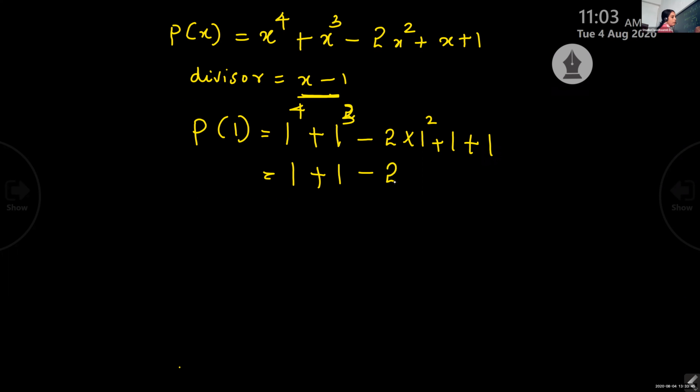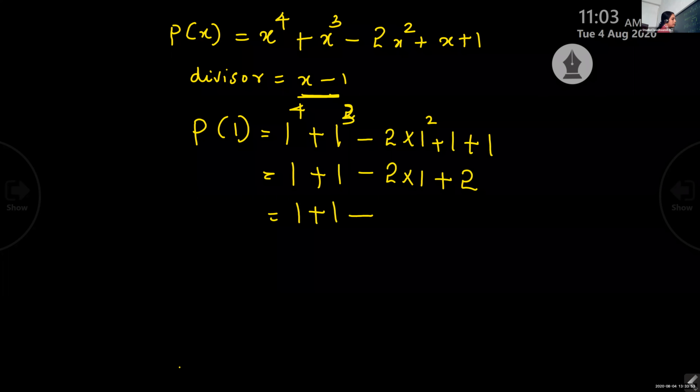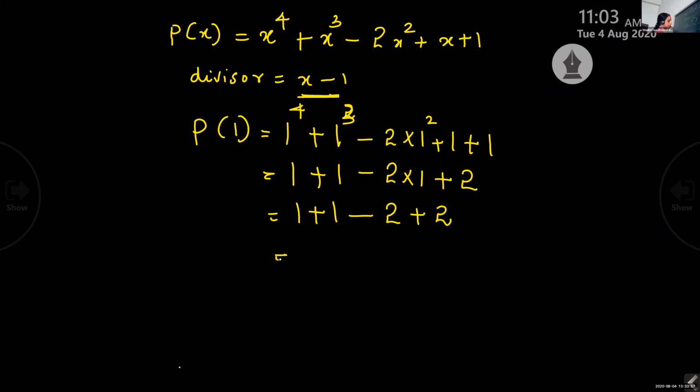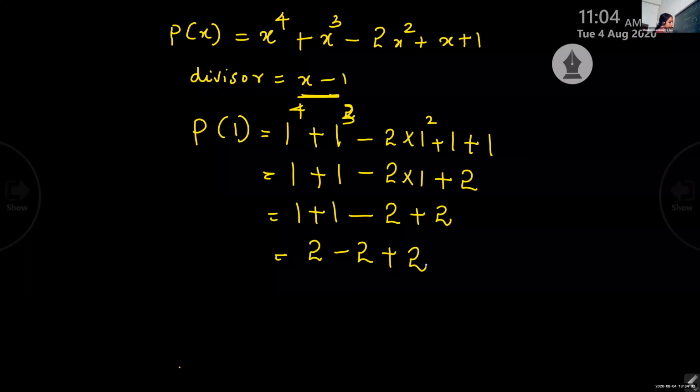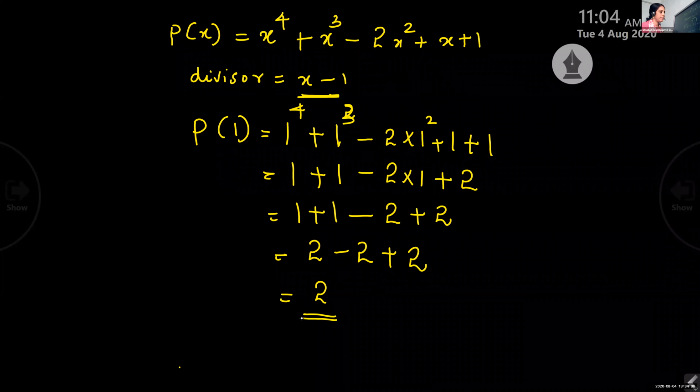Minus 2 into 1 square. 1 plus 1 is 2. So 1 plus 1 minus 2 plus 2. 1 plus 1 is 2. Minus 2 plus 2. Answer is 2. Did you understand the calculation?